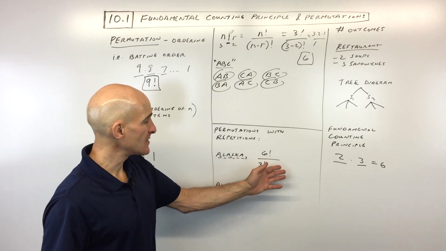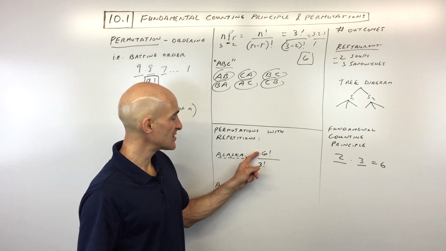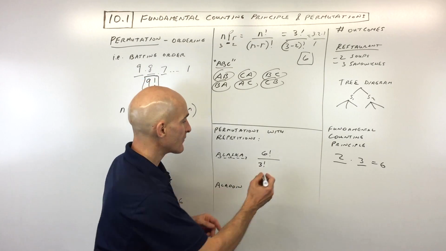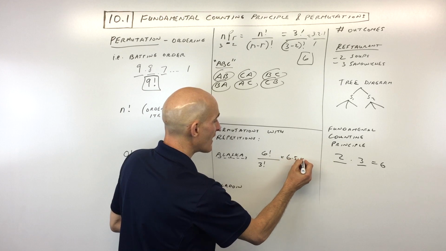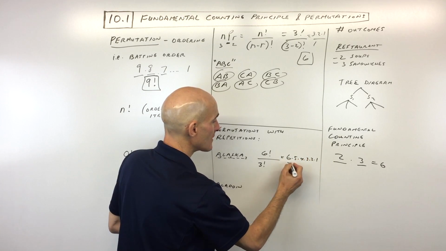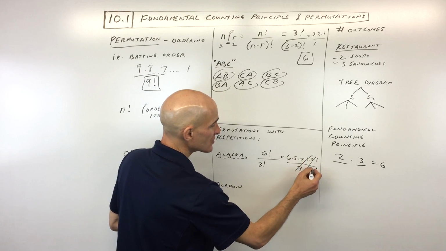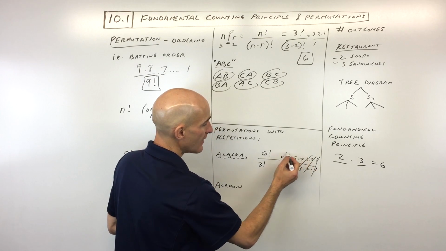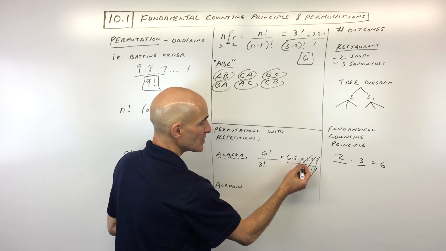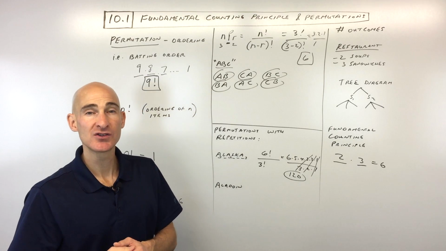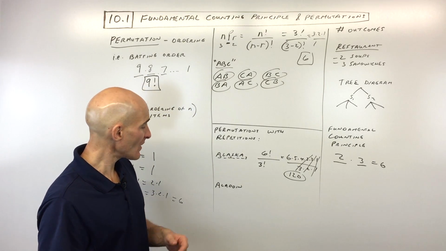So from here you can simplify, but don't make this mistake. 6 factorial divided by 3 factorial does not equal 2 factorial. So you just have to write this out. It's going to be 6 times 5 times 4 times 3 times 2 times 1 over 3 factorial, which is 3 times 2 times 1. Notice the 3, 2, and 1 cancel. We just have 6 times 5 is 30, times 4 is 120 different orderings of the letters in the word Alaska. Now let's look at another example.